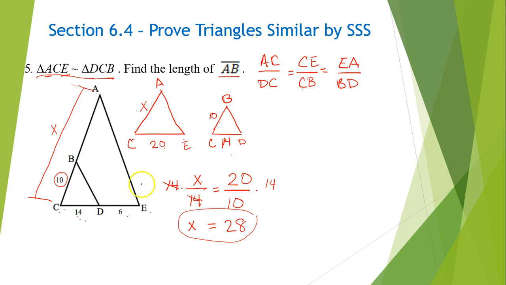All right, now that we have our whole length of AC, we can figure out what AB is just by subtracting 10 from it. Subtract this segment length. So AB is equal to 18. And we're done.